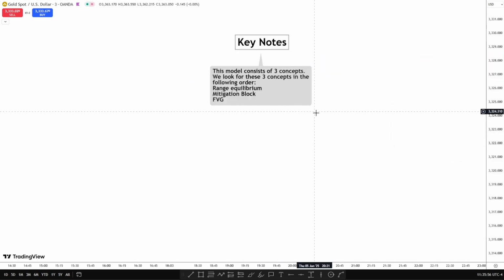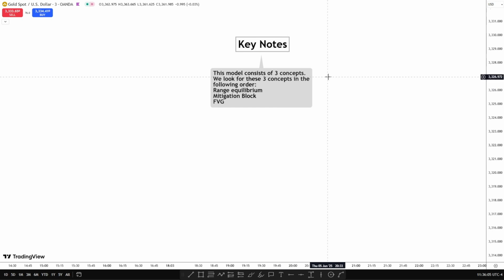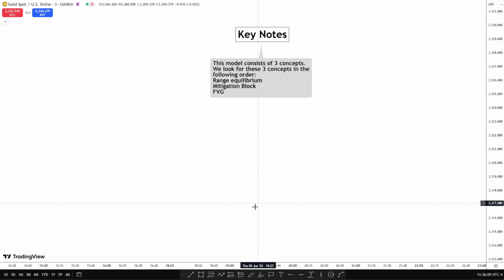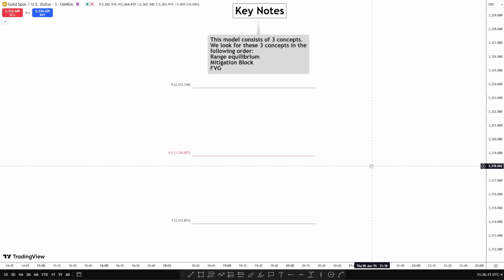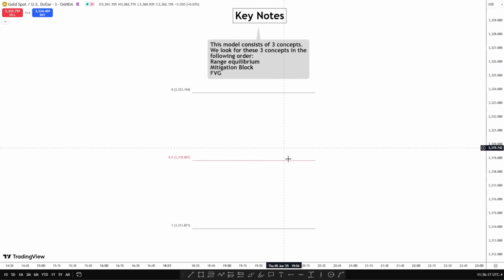These are the keynotes for today's video. This model consists of 3 concepts. We look for these 3 concepts in the following order. So first thing we're going to be looking for is our range equilibrium, which is from the swing low to the recent swing high. Then we're looking for a mitigation block. So let me just draw this out.